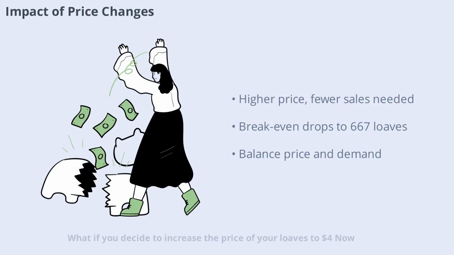But if you decide to increase the price of your loaves to $4, now your break-even point drops to 667 loaves. By raising your price, you need to sell fewer units to cover your costs. However, higher prices might reduce demand, so it's important to balance pricing with customer expectations. Next, let's see what happens if your variable costs go up instead.